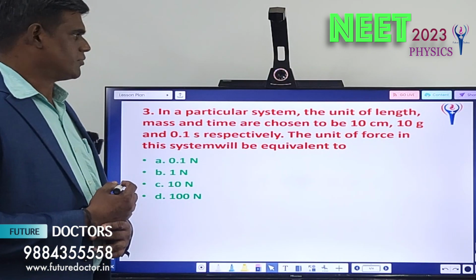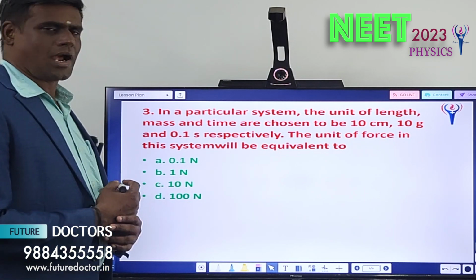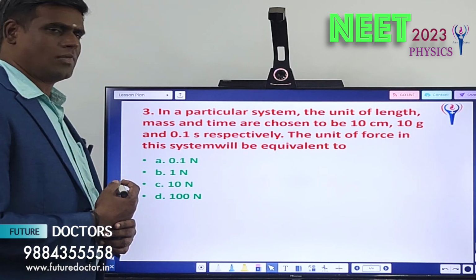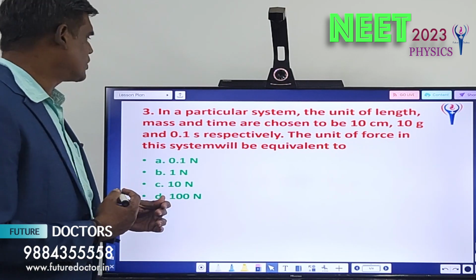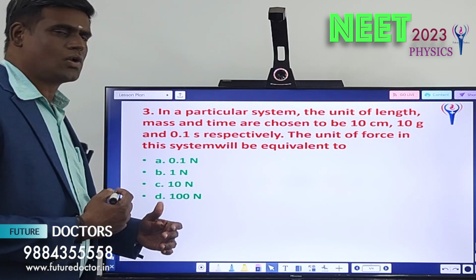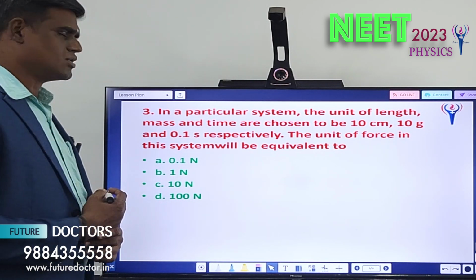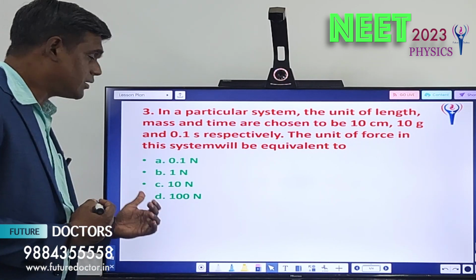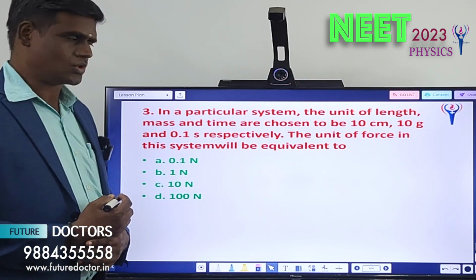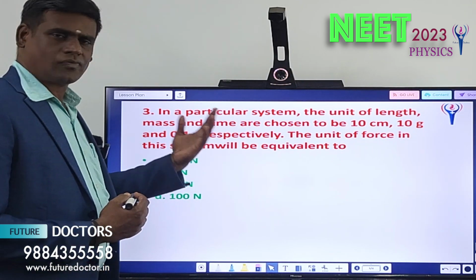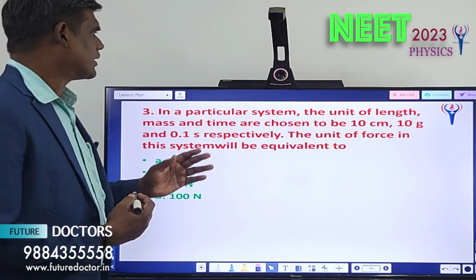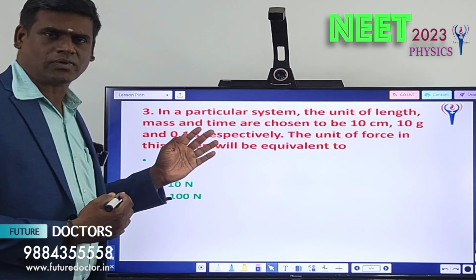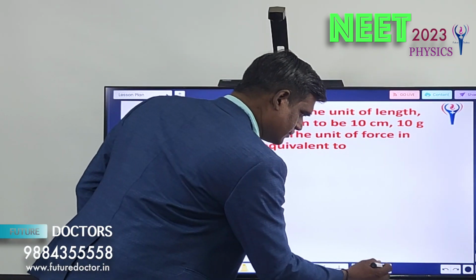In a particular system, the units of length, mass and time are chosen to be 10 centimeter, 10 gram and 0.1 second. The unit of force in this system will be equivalent to dash. A, 0.1 N, that is Newton. B, 1 Newton. C, 10 Newton. D, 100 Newton. Here a different system of units is given, that is 10 centimeter, 10 gram and 0.1 second. You should convert that system of units to SI units. Next question, problem number 4.